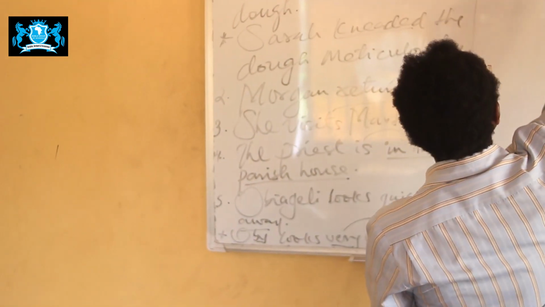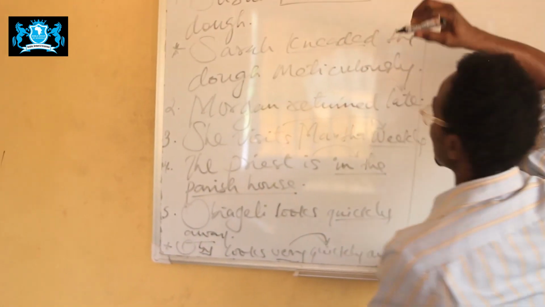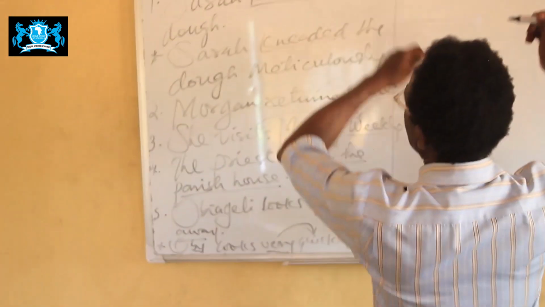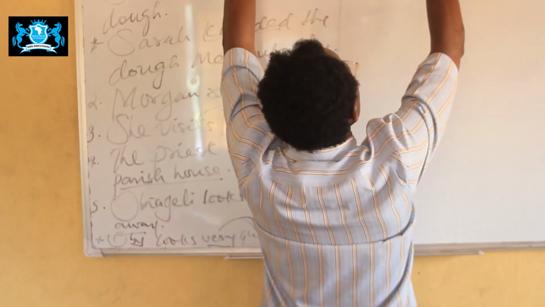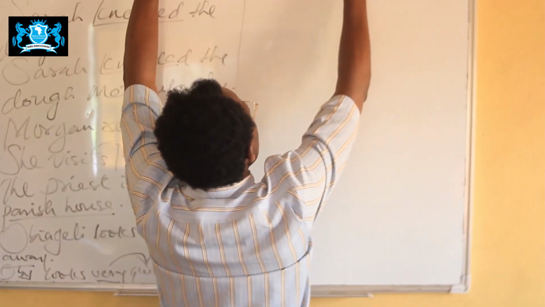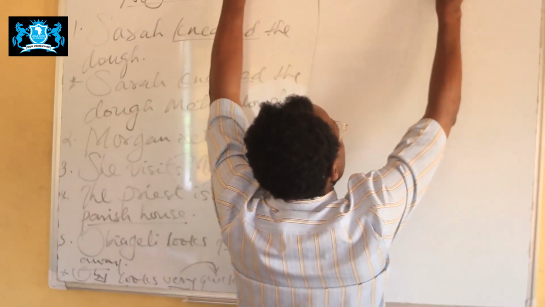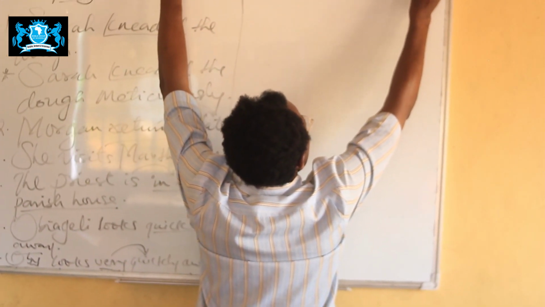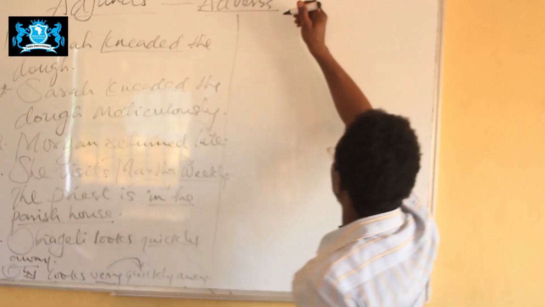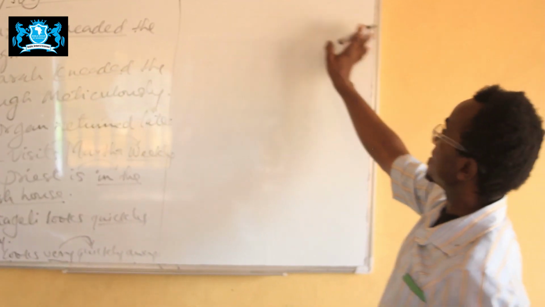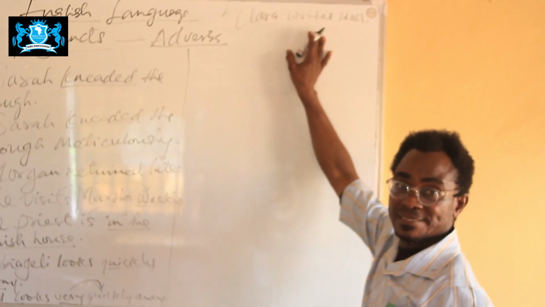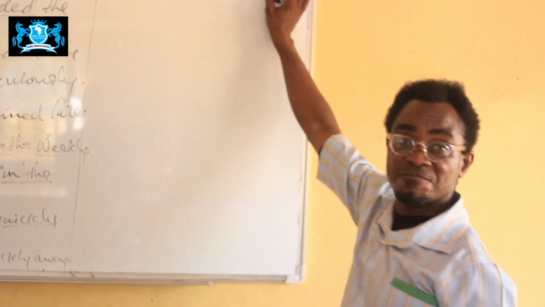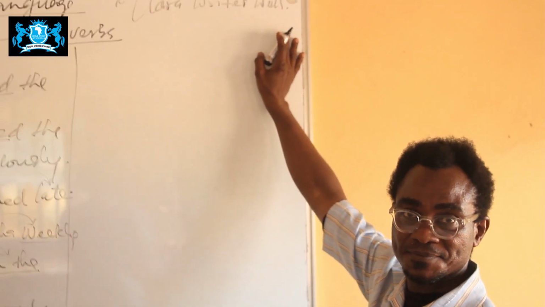Let me give you another example of an adverb of degree. If someone says, Clara writes well. Clara writes well. In this example, the verb writes is modified by the adverb well.